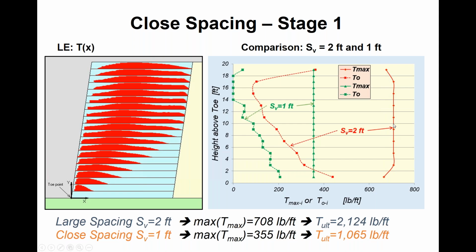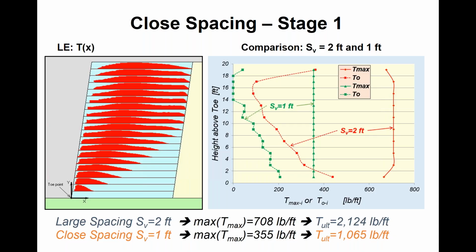Max T-max for close spacing, well, you can see it drops pretty significantly. There's a lot of load shedding between these reinforcement layers. There's a lot of sharing the load of all of these slip surfaces with a factor of safety of 1. So, understandably, the reinforcement demand, max T-max, decreases.